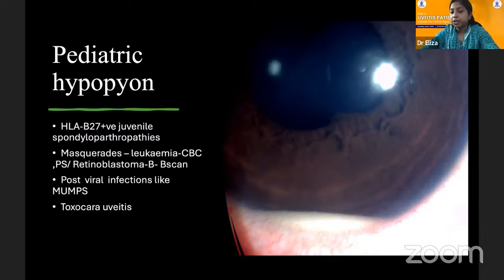Post-viral infection hypopyon can come in children. So this was an 8-year-old child who came with hypopyon 10 days after mumps. He had significant vitritis. So he's on topical steroids and oral steroids and he's doing well.